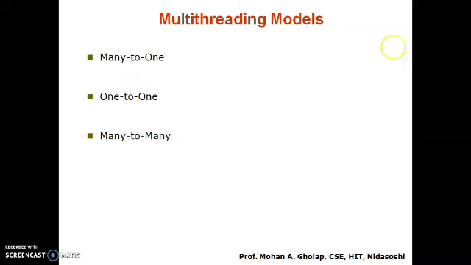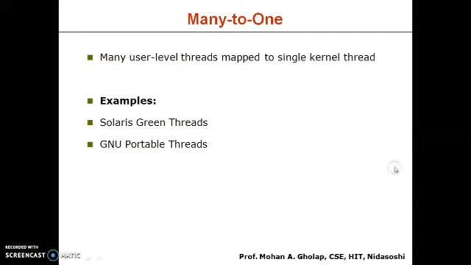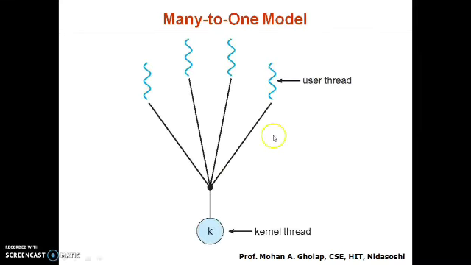Let us start the discussion with the many-to-one model. Many-to-one is just a mapping of the user threads and the kernel thread. Many user level threads will be mapped to a single kernel thread. Examples of this are Solaris green threads and GNU portable threads. That is shown in this figure, where you can see a number of user threads mapping to a single kernel thread.